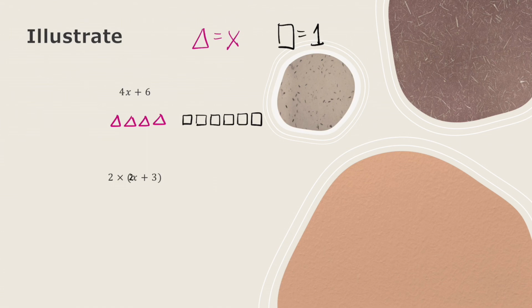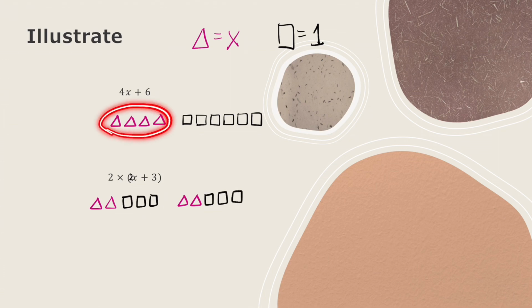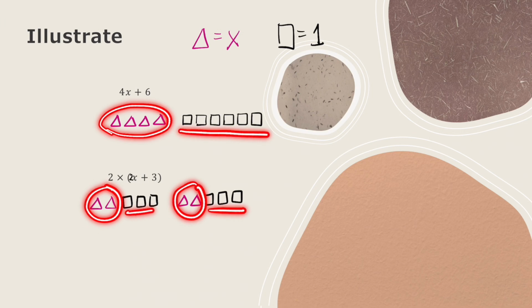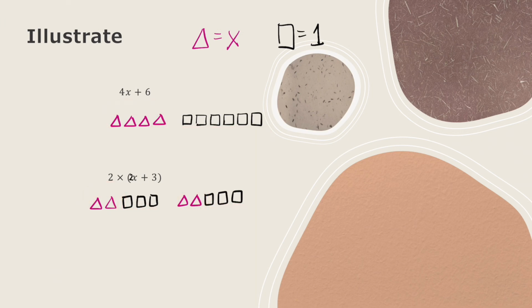Now let's look at this next one. Remember that when you multiply something, like if I do 2 times something, it means that I'm doing that something twice. So 2x plus 3 would look like this. I have 2 triangles and I have 3 squares. And I'm going to be doing that twice because it says times 2. So if you look at it, even though it's in a different order, they both have the same amount of triangles and the same amount of squares put all together, even though it's written totally differently.